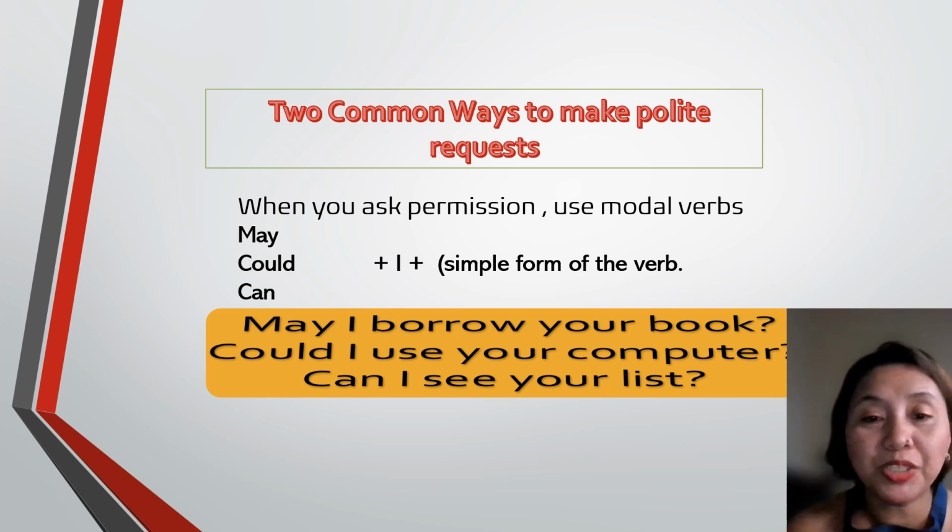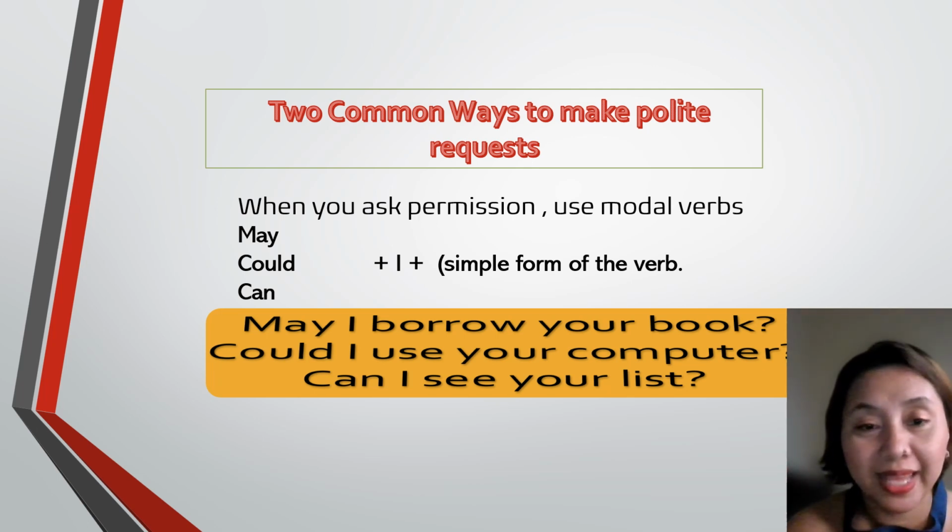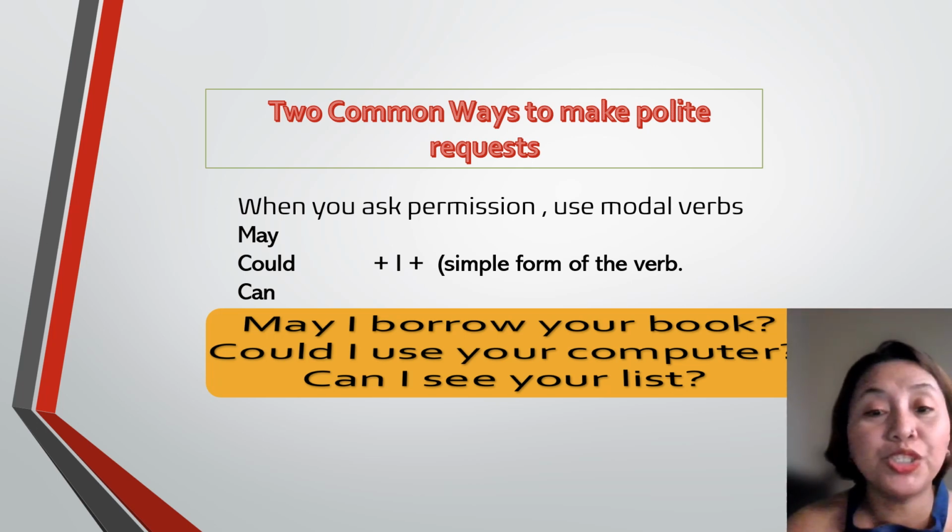When you ask permission, you can use the modal auxiliary verbs may, could, and can plus I plus the simple form of the verb. For example, may I borrow your book? Could I use your computer? Can I see your list? Okay, you could say that.